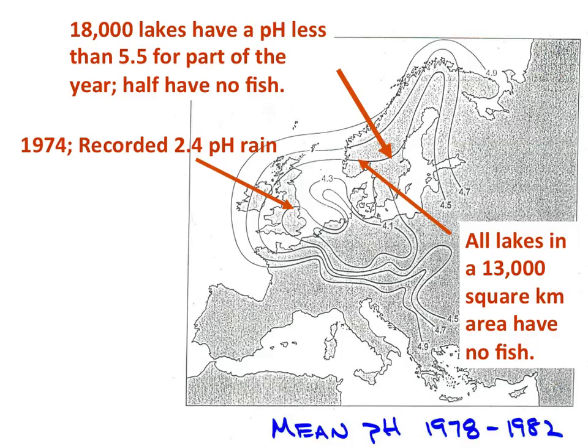On this map of Europe, I've added some information on the effects of acidic deposition between 1978 to 1982. Scotland recorded the lowest pH ever for a rainfall at 2.4. Norwegian lakes in a 13,000 square kilometer area have no fish. And 18,000 lakes in Sweden have a pH less than 5.5 for part of the year, and half of those lakes have no fish.